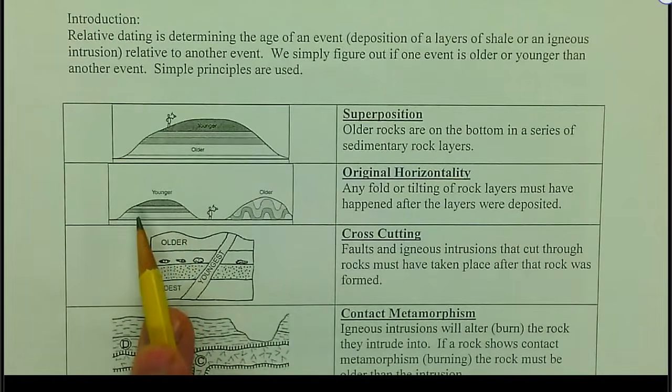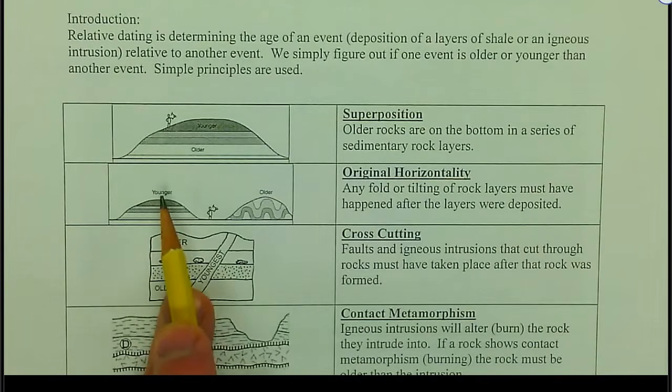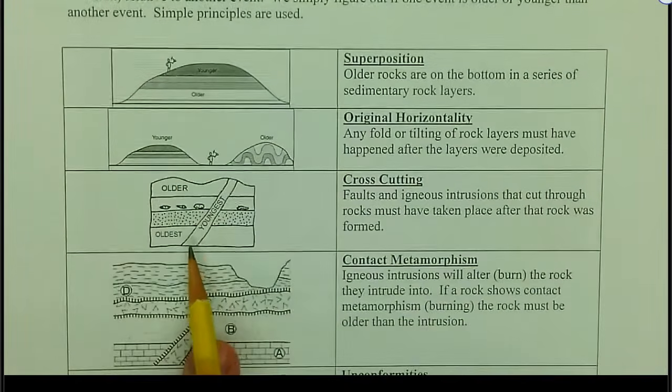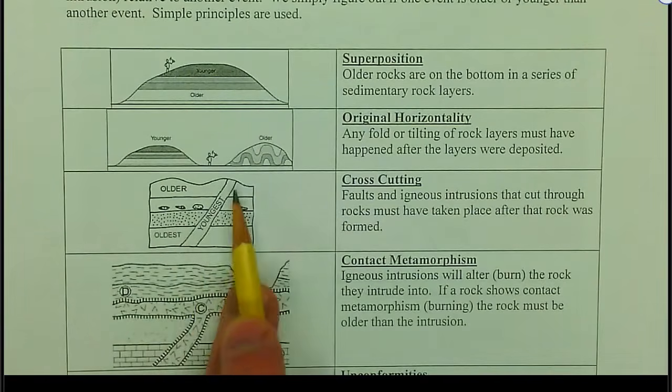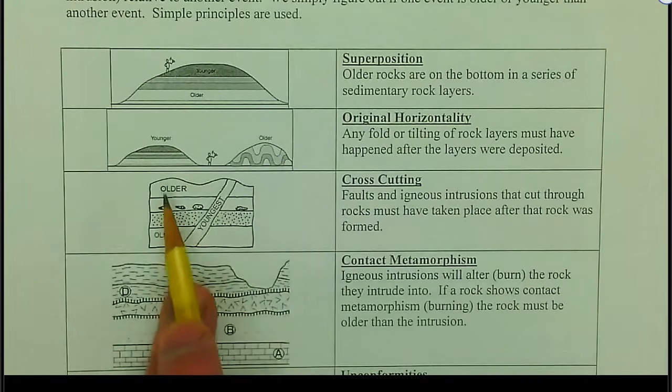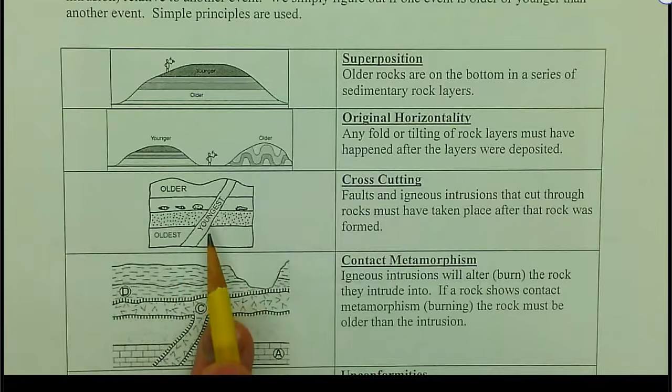And sedimentary rocks are always deposited horizontally. So if you see some sedimentary rocks that have been tilted, we know that that must have happened after the rocks were there. The same thing is true about igneous intrusions and faults. Any rock that gets intruded or faulted, the rock must be older than the intrusion or the fault.